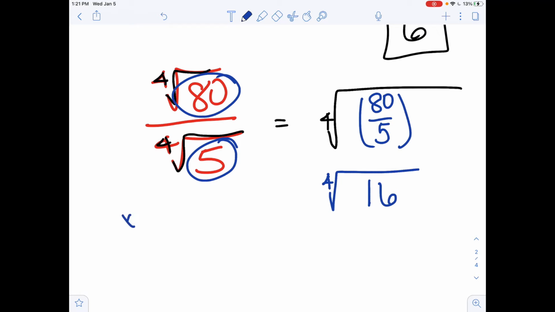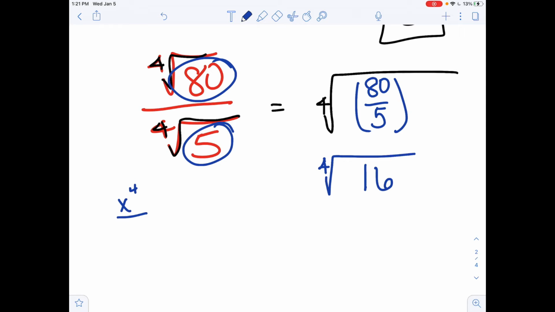And I know, well, if I look at my x to the fourth chart that you guys did yesterday, I know 1 to the fourth is 1, 2 to the fourth is 16. So I know the fourth root of 16 is just a 2. And because they started with the root, it's not plus or minus, so we just leave it as positive 2.